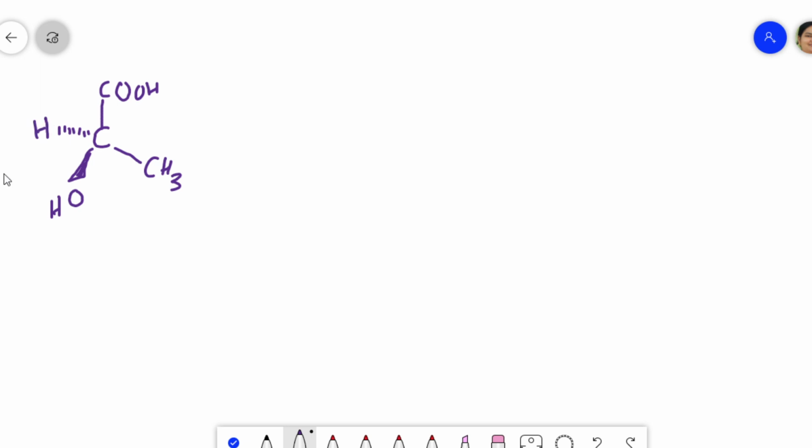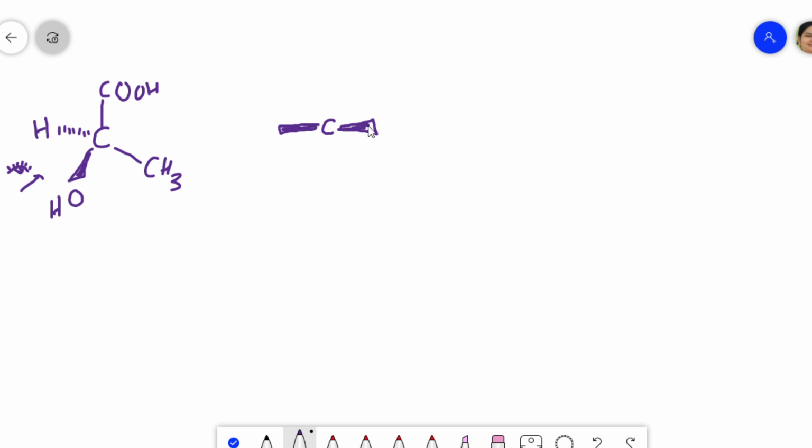Now the observer is looking from this direction. This is your normal eye. If you are looking from this direction, how will you go about it? In this direction you are looking at, so you should draw these two bonds like this on this carbon.